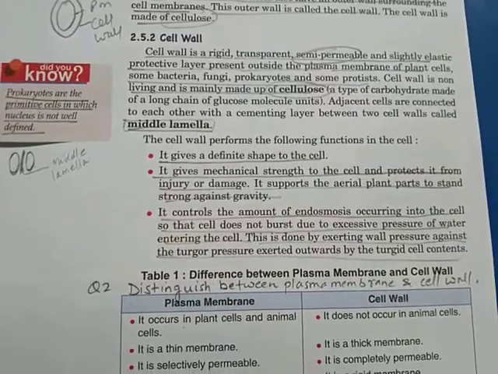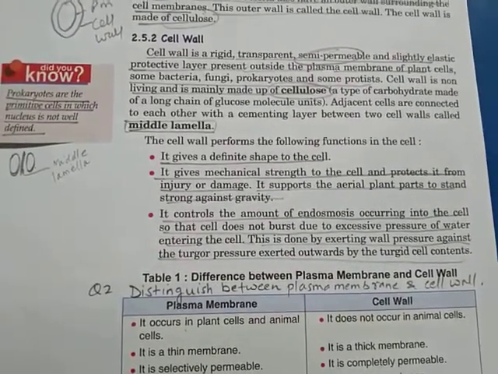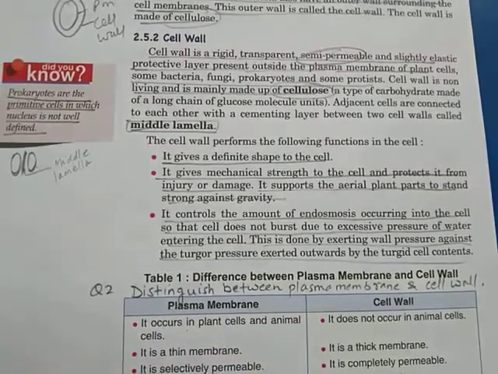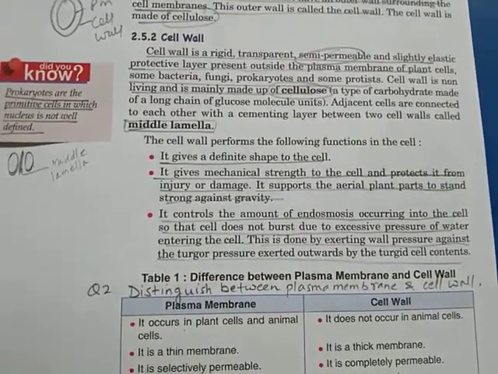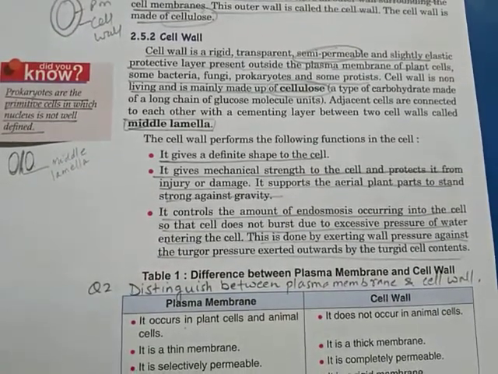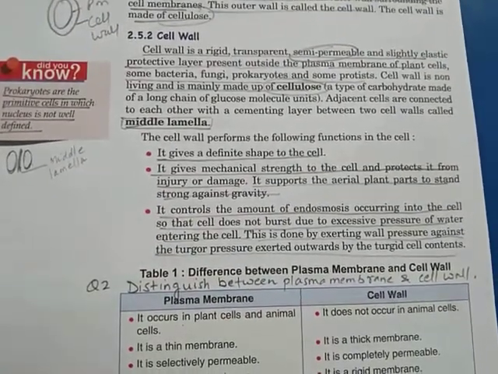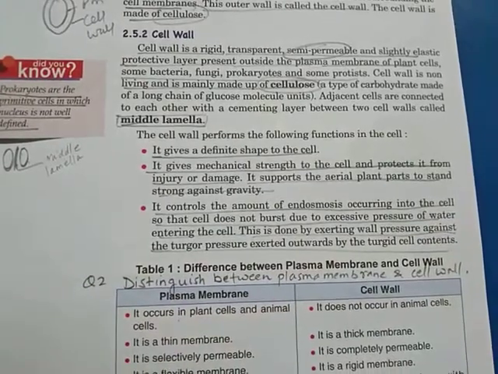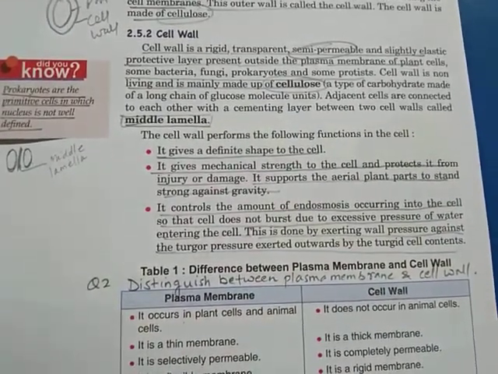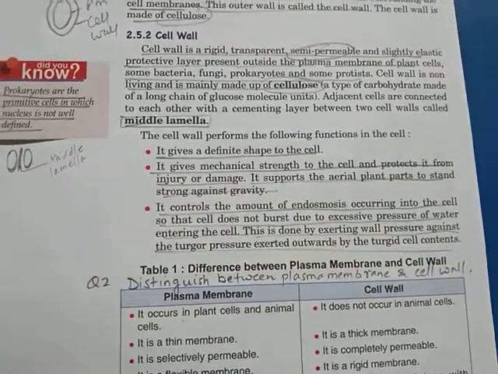Also cell wall controls the process of endosmosis. Endosmosis means the substances which enter into the cell. So how does it do so? The wall pressure and the turgor pressure become equal.